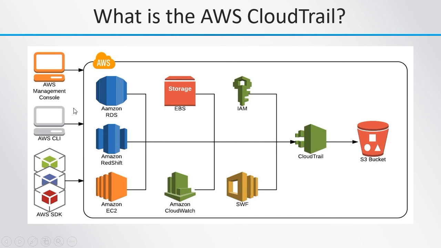So in short, CloudTrail is a logger which will log all the events that happen to your AWS account, because all events, all commands, everything that interacts with your AWS account goes through the API.